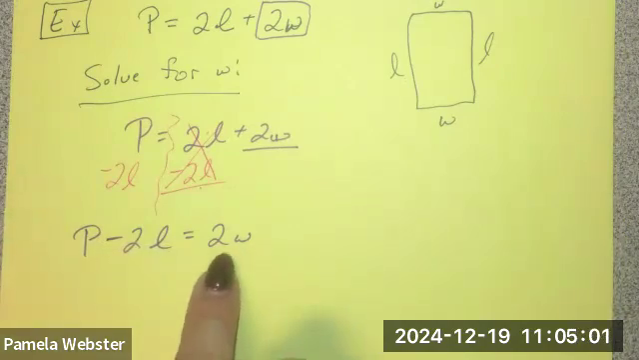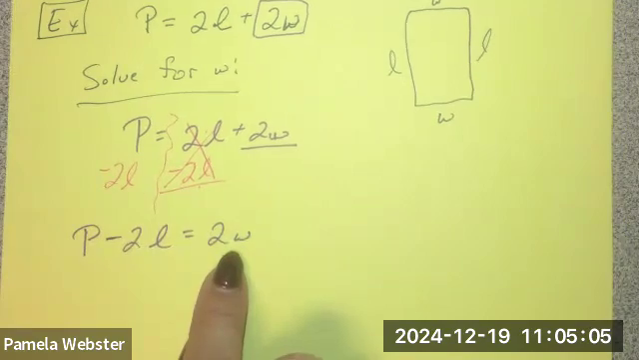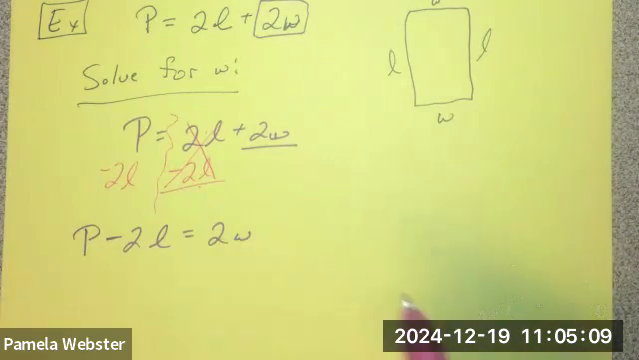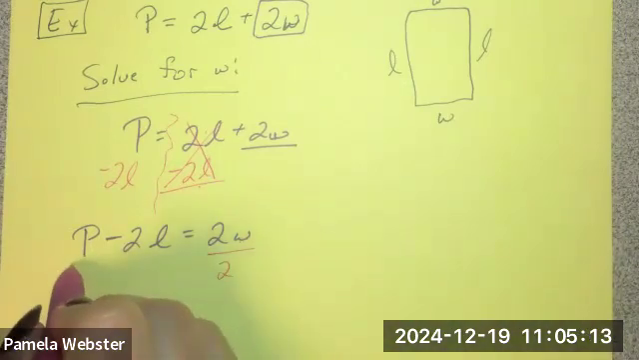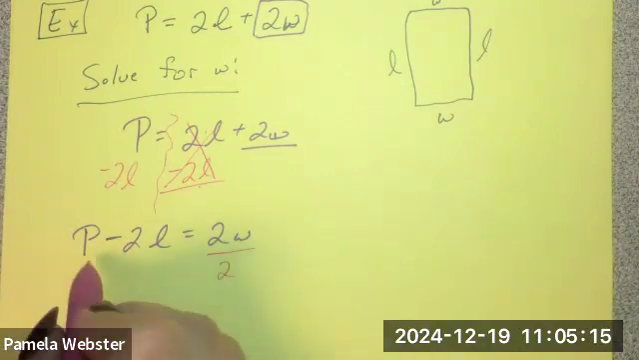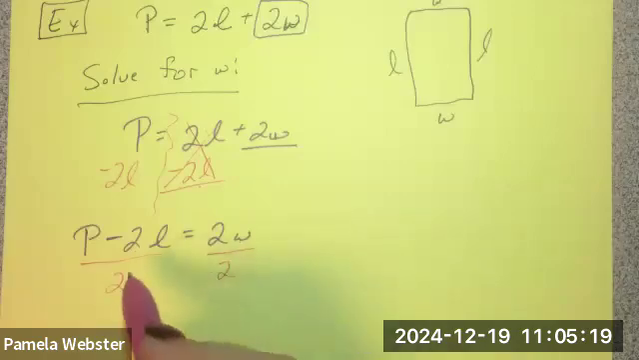Okay, and so last but not least, the 2W is by itself, but the W is not by itself. It's being multiplied by 2. To get rid of that, I can divide by 2. And whatever I do to the left side or the right side, I need to do to the other side. So I'm going to divide that by 2.